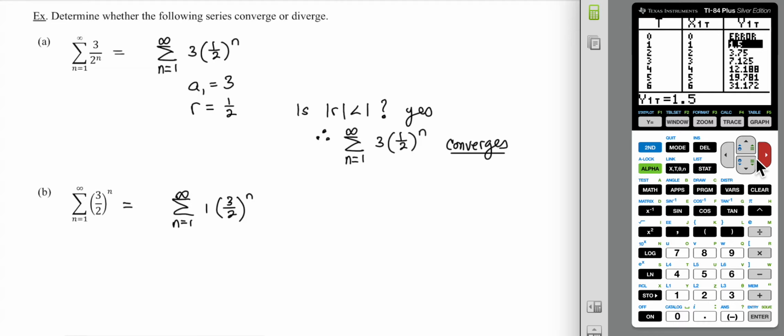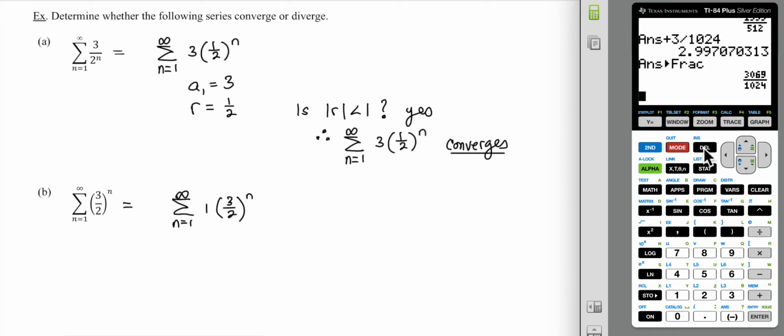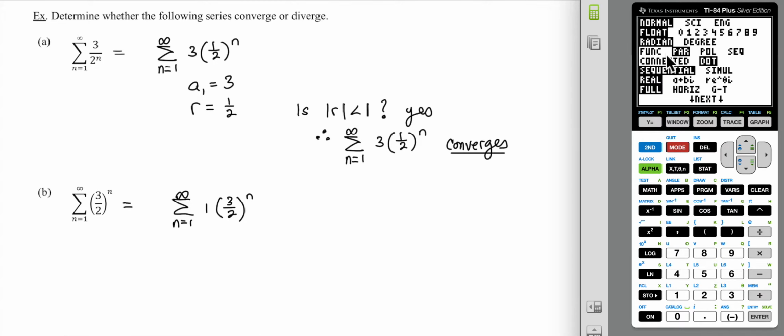Plugging in a 2 for n will get us a 9/4. 9/4 and 3.75 are the same thing? Let me just make sure I typed in the right thing. Oh, don't mind me. I just expanded a sequence. I didn't find a partial sum. This gives you a partial sum. Aha. So let me do it the old-fashioned way, by using the sequence mode in our calculators.